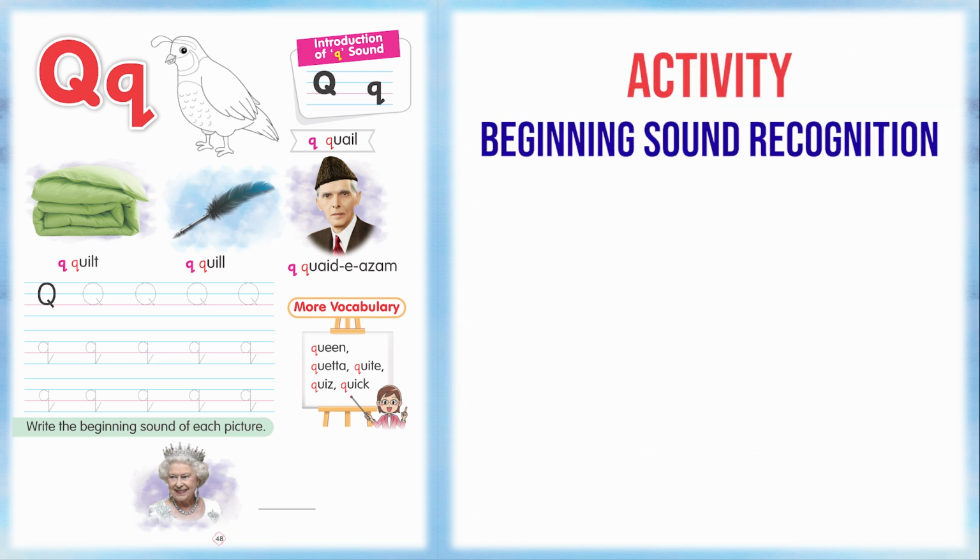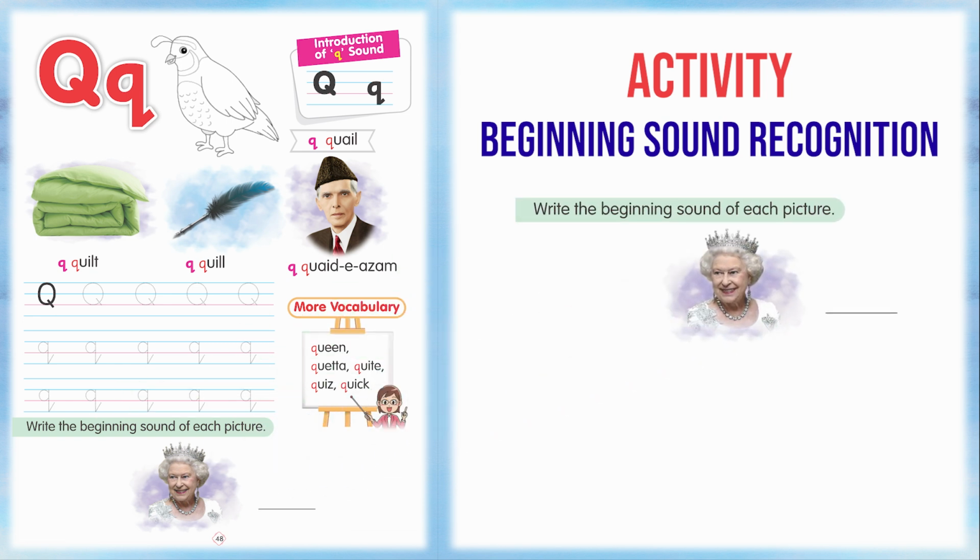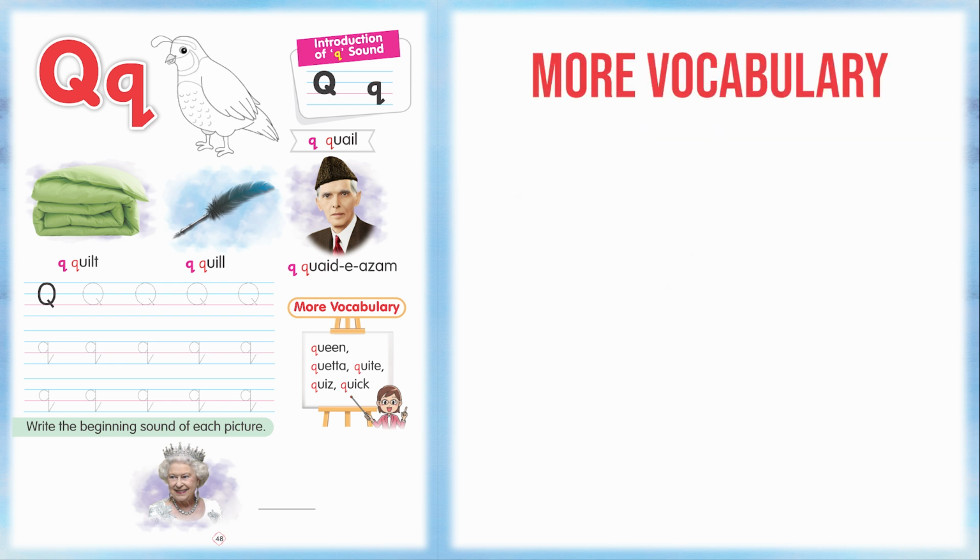Activity. Beginning sound recognition. Look at the picture below and write the first letter. 1. Queen. Write Q. Great job! You're learning fast. More vocabulary.